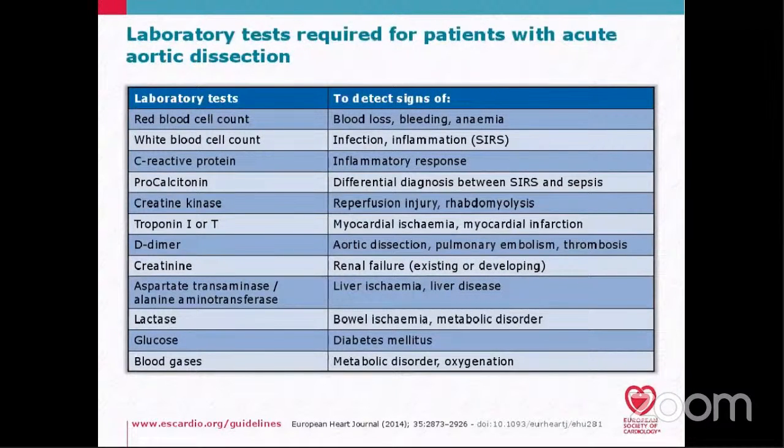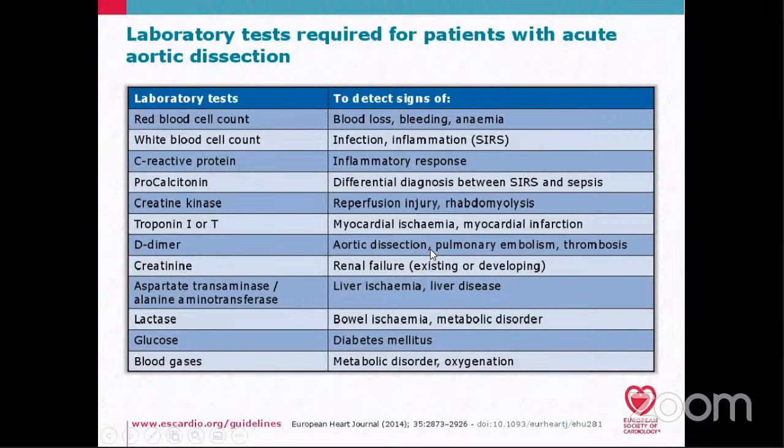So here I want to show you that you will perform the D-dimer in the middle of the screen, because in the low probability cases, if negative, it excludes aortic dissection and excludes pulmonary embolism. So the D-dimer can exclude both of them.